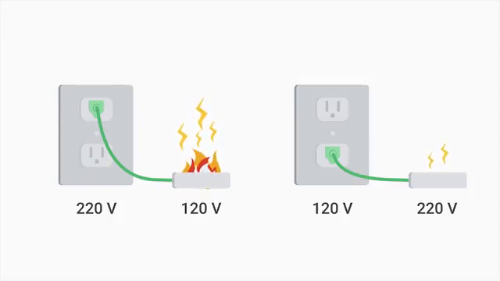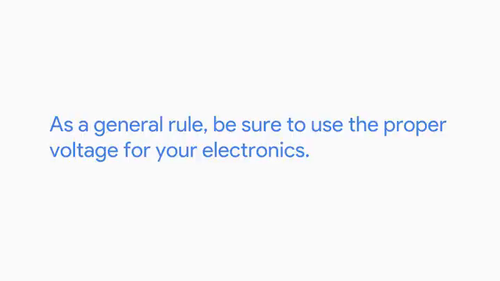I'd still be able to get electricity, but slowly. This would be similar to if a water tank was only half pressurized. It'll draw water, but slowly. In some cases though, this can deteriorate the performance of the device and cause damage in the long term. As a general rule, be sure to use the proper voltage for your electronics.